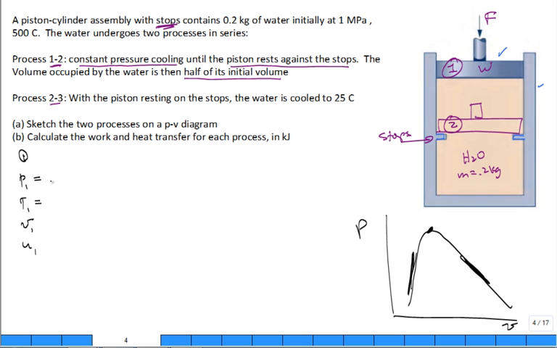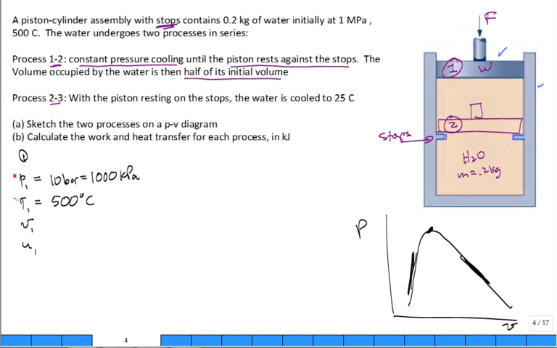So what is it in bar? 10 bar, exactly. 10 bar or 1,000 kilopascal is 1 megapascal, true? Okay. Do I know the temperature at state 1? 500 degrees C. Both of those are given in the problem statement.